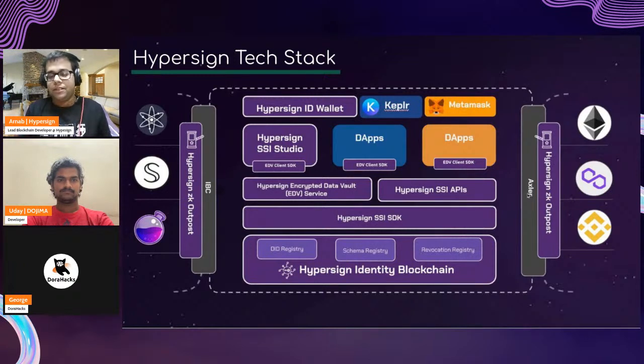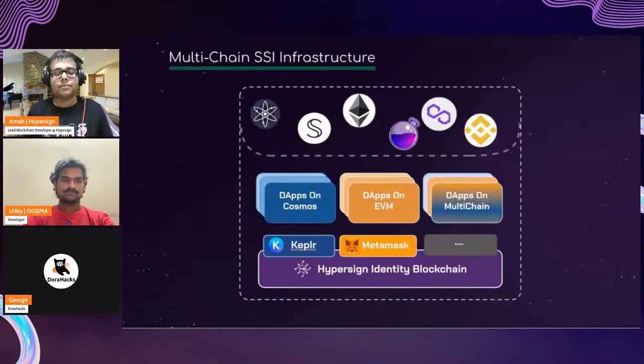On the right side, you can see there is also Axelar, which is something we have not worked on yet, but something that we are in the process of. We are still in the thinking process of how to use it, but Axelar will essentially let Hypersign blockchain, which is built on Cosmos SDK, interact with other non-Cosmos based blockchains such as Ethereum, Polygon and Binance Smart Chain. So this was a brief on the tech stack.